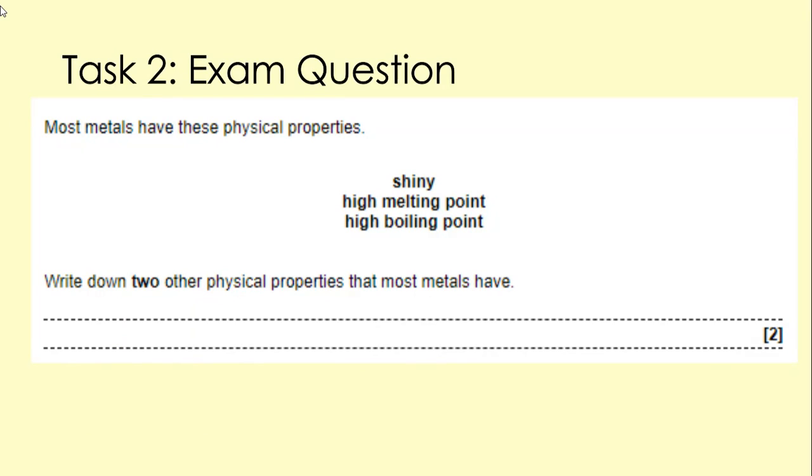So the second task you need to do is answer this exam question. The exam question is asking you, most metals have these physical properties: shiny, high melting point, high boiling point. Write down 2 other physical properties that most metals have, and you can look back on the notes you've made to help you with this. Then pause the video, answer this question, and the answer's on the next slide.